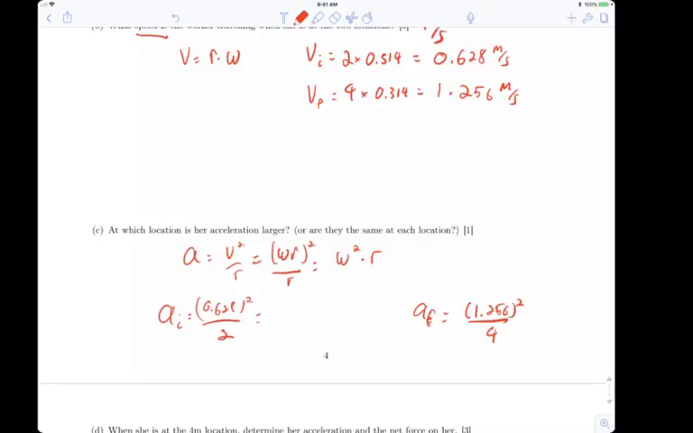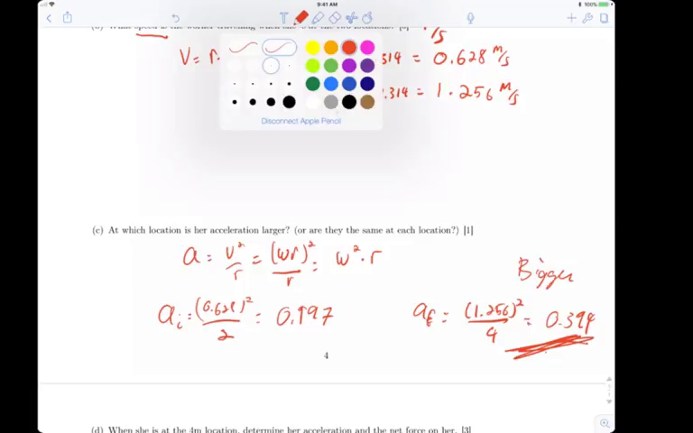0.628 times 0.628 divided by 2, so 0.197, and finally is 1.256 times 1.256 divided by 4, 0.394. And like we might expect, this one is bigger. And I said we might expect.